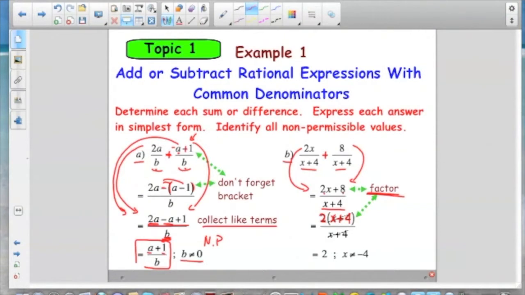Okay, before I cancel out, let's just do our non-permissibles because it's good to do it before you cancel out, because sometimes you can miss. So we have x plus 4 equals 0. Move over. X equals negative 4, and there's our non-permissible. All right, now we can cancel out. So that can cancel that out, and so I'm left with just the 2. So there's my solution to that expression.